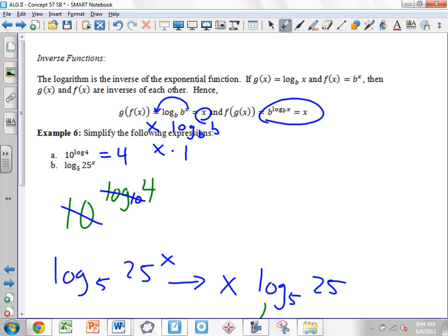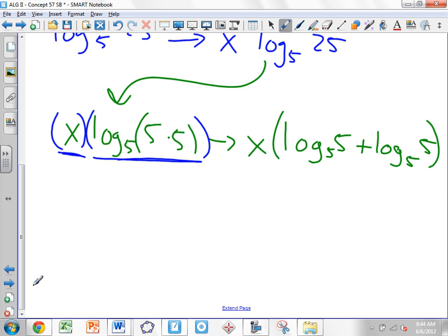So now just look back here. This is really just 1. This is really just 1. What's 1 plus 1? So it's just 2x, or x times 2, or simply 2x. Okay? It's just 2x here.